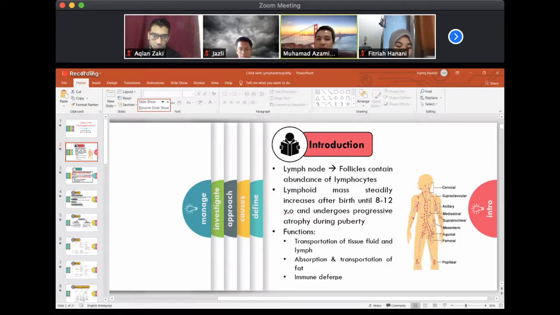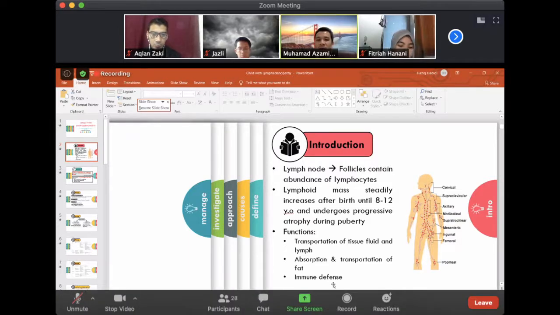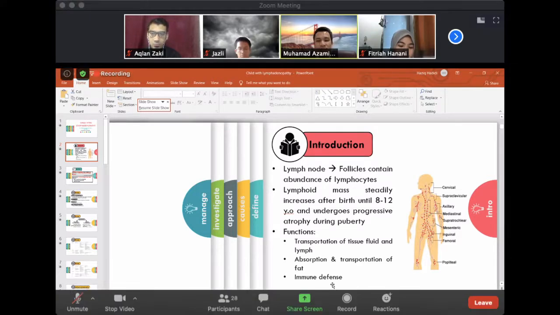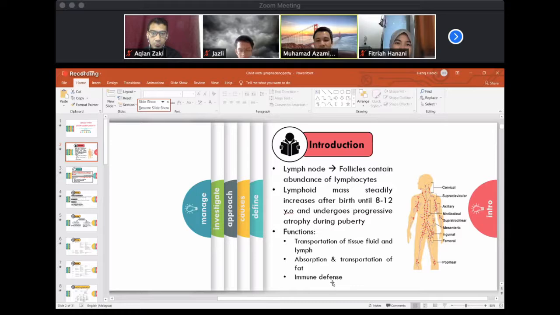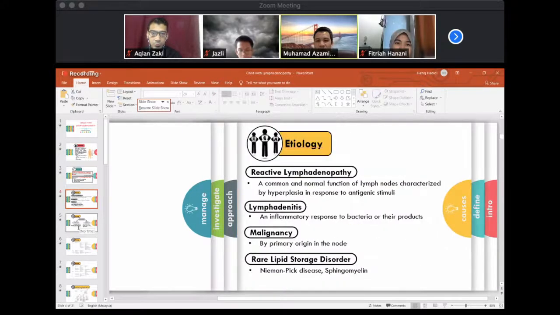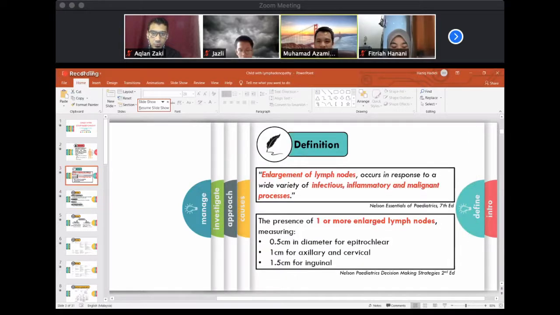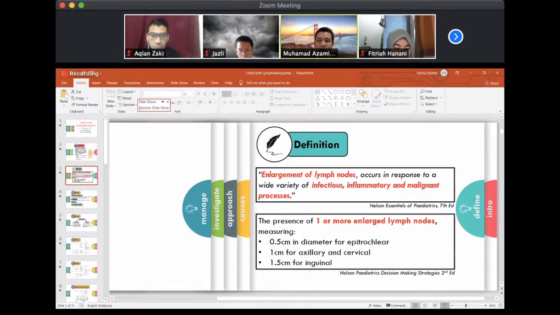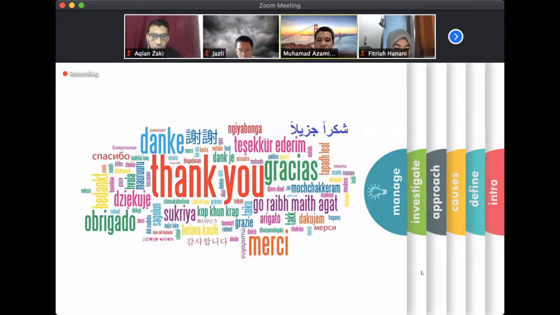Okay, any other question you want to ask? I don't know whether you guys know the epitrochlear nodes. There's one slide talking about epitrochlear, and I can't remember where the slide was. Yeah, so epitrochlear. So previous slide. I hope that you guys know what is epitrochlear.